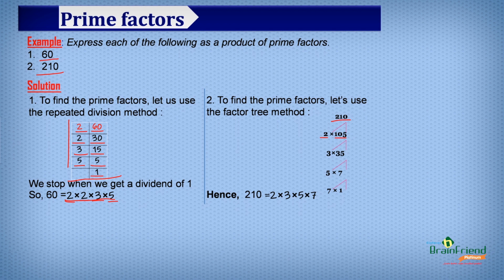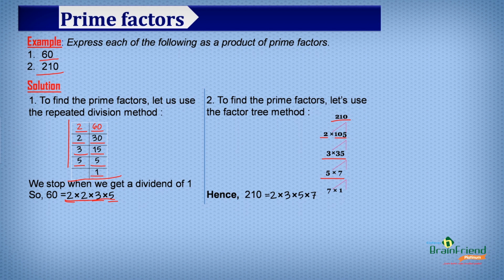Now, to the next level, 105 cannot be divided by 2, but it can be divided by 3. So, 3 into 105 gives us 35. So, on the third level, we are going to have 3 multiplied by 35. Now, 35 can no longer be divided by 3. So, we try the next prime number, which is 5. 5 into 35 gives us 7. So, on the fourth level, we are going to have 5 times 7.